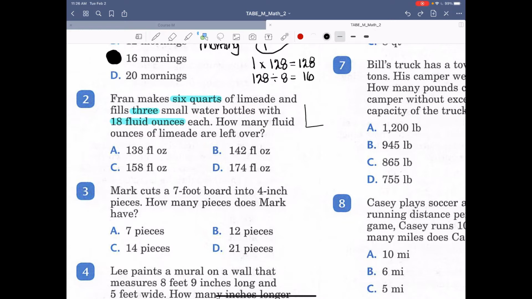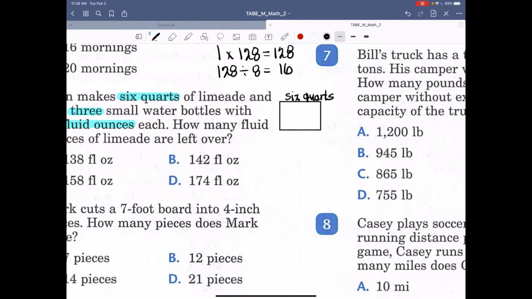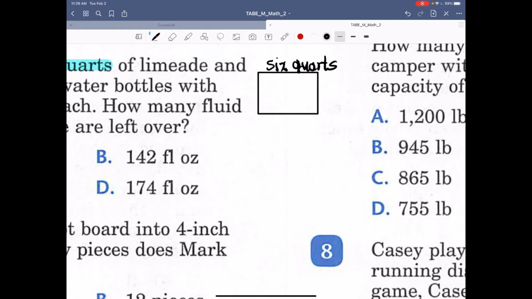I don't have a lot of room here. But let's say that this is, and I can't draw either, can I? This is her 6 quarts of limeade. So let's figure out how many ounces are in 6 quarts. Well, I know that 1 quart has 4 cups, and each of those cups is 32 ounces. So 1 quart is worth 32 ounces.